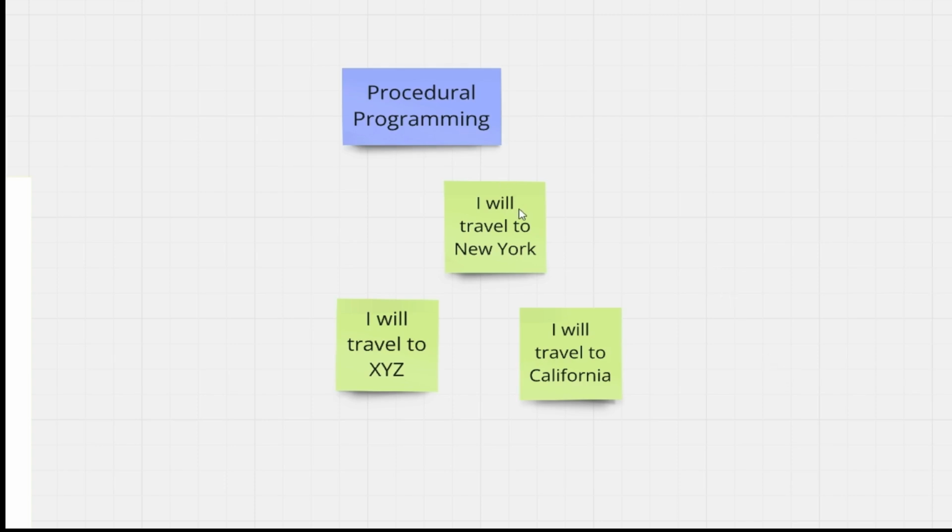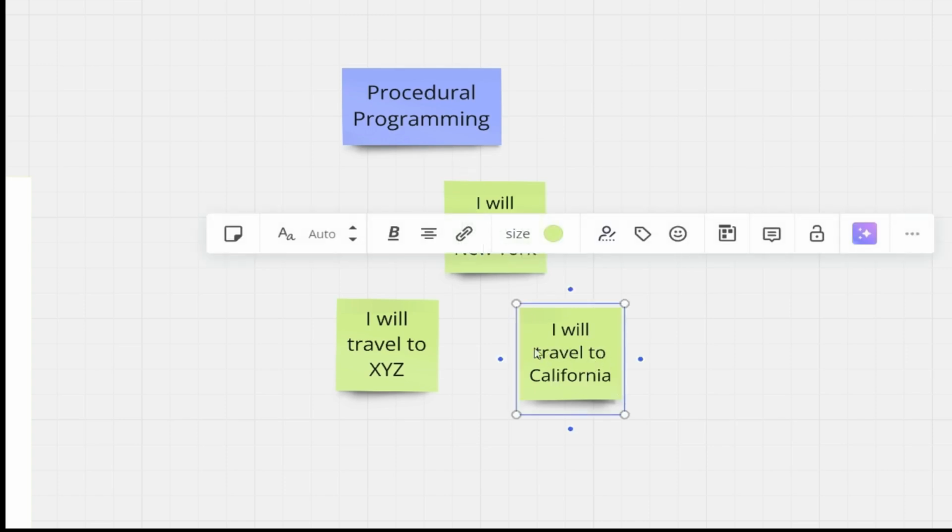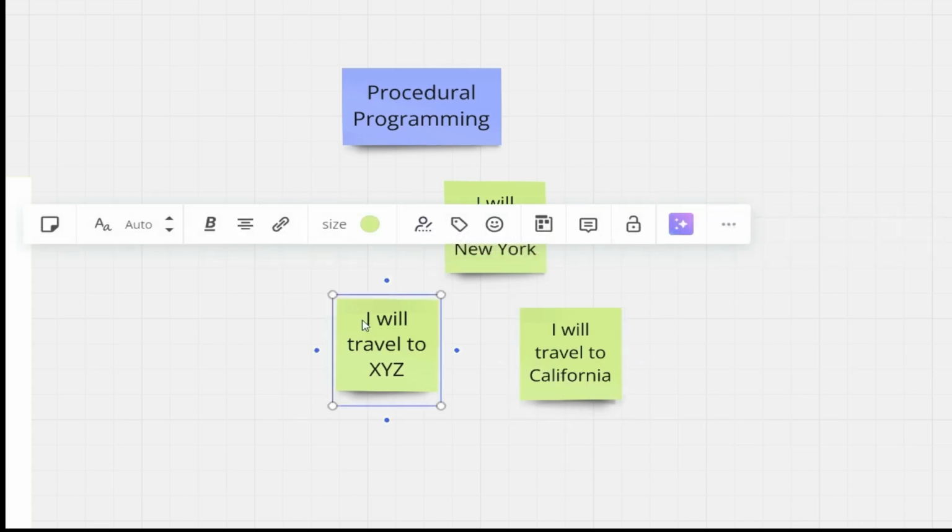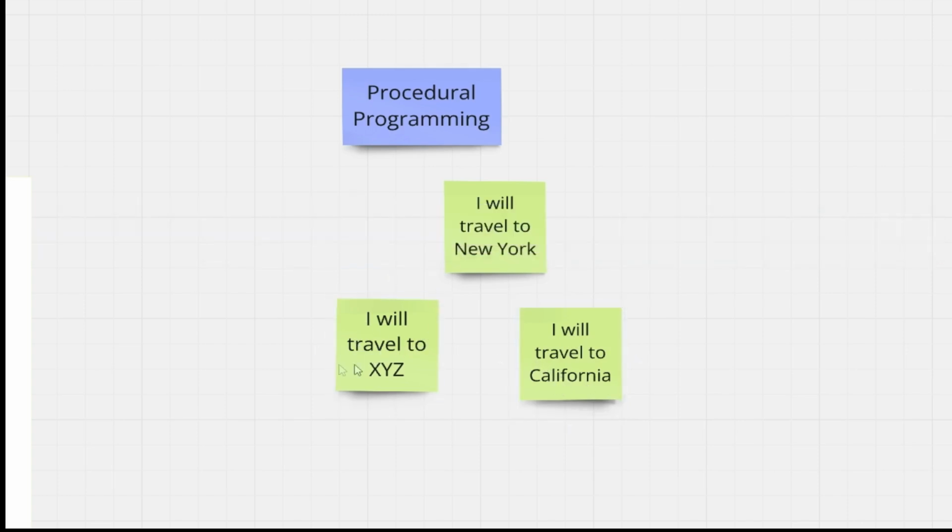This is similar to leaving a sticky note, writing I will travel to New York. Then I would like to write another sticky note, I will travel to California. In procedural programming, the only way is to write it: I will travel to California. I will travel to XYZ.